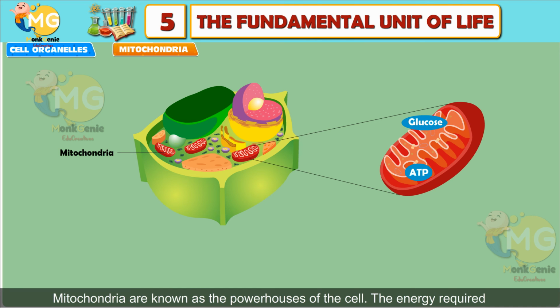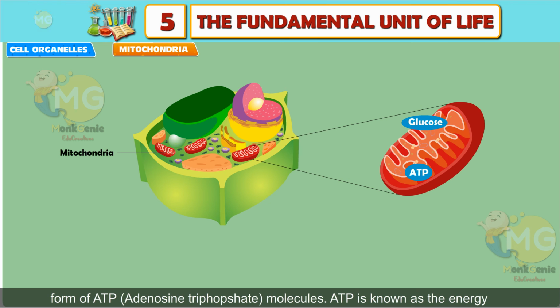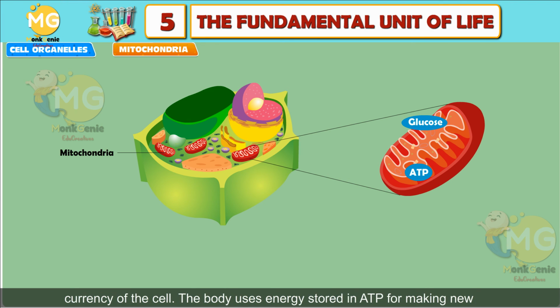Mitochondria. Mitochondria are known as the powerhouses of the cell. The energy required for various chemical activities needed for life is released by mitochondria in the form of ATP. ATP, adenosine triphosphate molecules. ATP is known as the energy currency of the cell. The body uses energy stored in ATP for making new chemical compounds and for mechanical work.